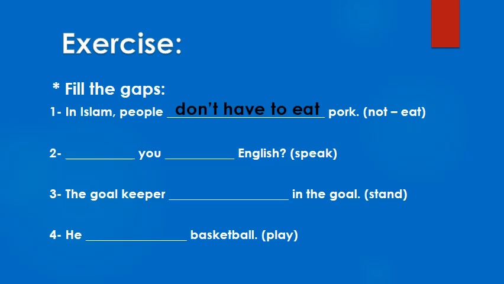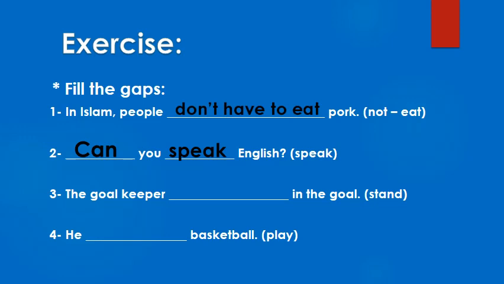Number 2. Blank speak English. And here we have question form. إذن هنا لدينا حالة سؤال. Speak. So here I'm talking about possibility or ability. إذن هنا أتحدث عن القدرة أو الاستطاعة. So we don't care if you is singular or plural. So can you speak English? So here I'm talking about the ability or possibility. القدرة أو الاستطاعة.